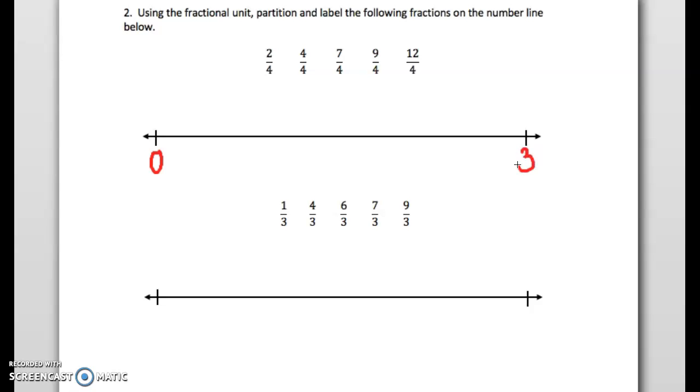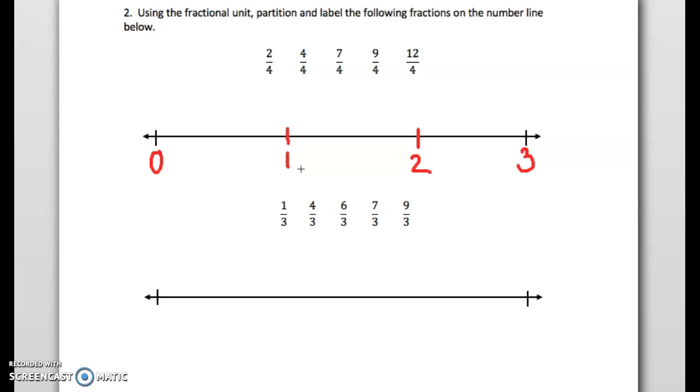So now that we have our endpoints 0 and 3, we're missing some whole numbers. We are missing whole numbers 1 and 2. So now that we have our endpoints and all of the whole numbers, next we have to partition our number line. Since our fractional unit, as we can see, the bottom number in each of our fractions is 4, so therefore our fractional unit is 4ths.